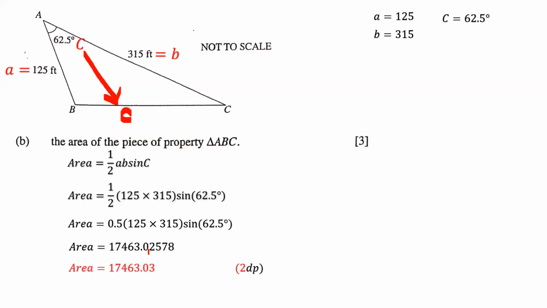17,463.025578. When we round to 2 decimal places, the answer is going to be 17,463.03. This is supposed to be feet squared, because it's area. Okay, let's move on to the next question.